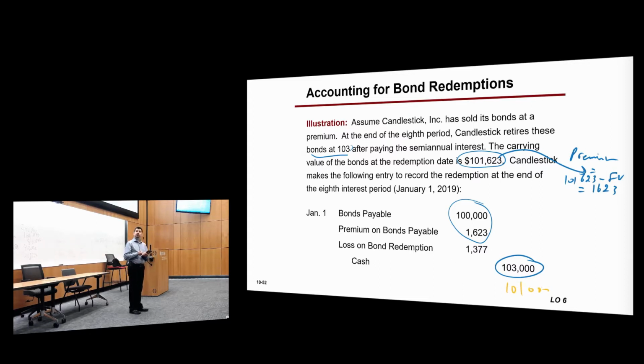Okay, if it were 101,000, what would you do? You would have here a gain. The company paid less than its carrying value.